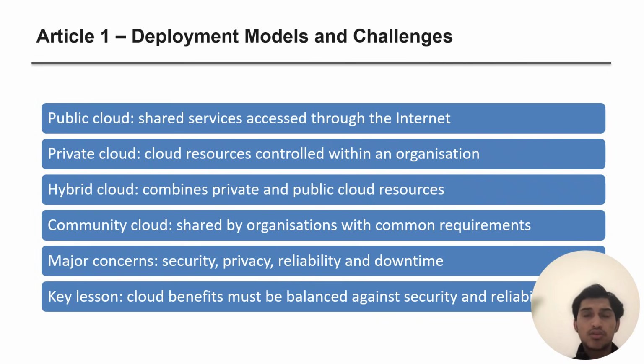The article also describes four deployment models, that is, the types of cloud that can be categorized: public, private, hybrid, and community. Public cloud is shared and accessed over the internet. A private cloud is controlled by an organization. Hybrid combines both public and private resources, while a community cloud is shared by organizations with common requirements.